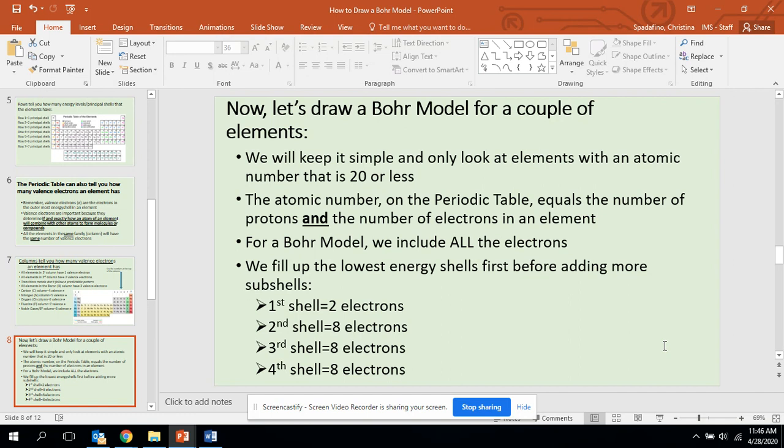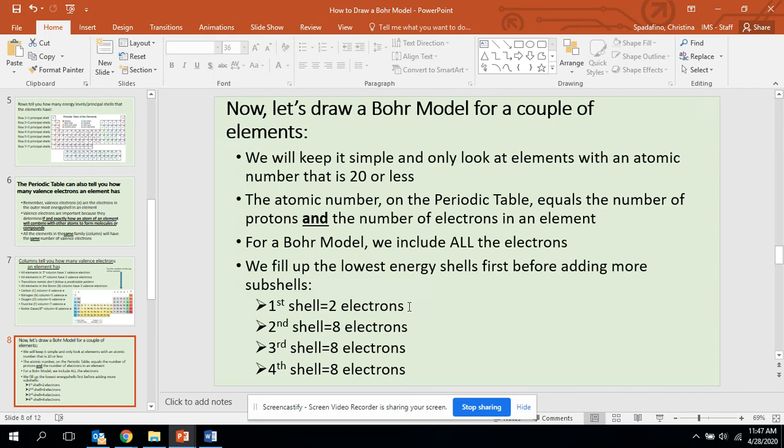Something you should put on your periodic table is how many electrons fit on each of our principal shells. So for the first shell, 2 electrons. That first shell is going to be the innermost shell closest to the nucleus, and they only hold 2. The maximum they can hold is 2.